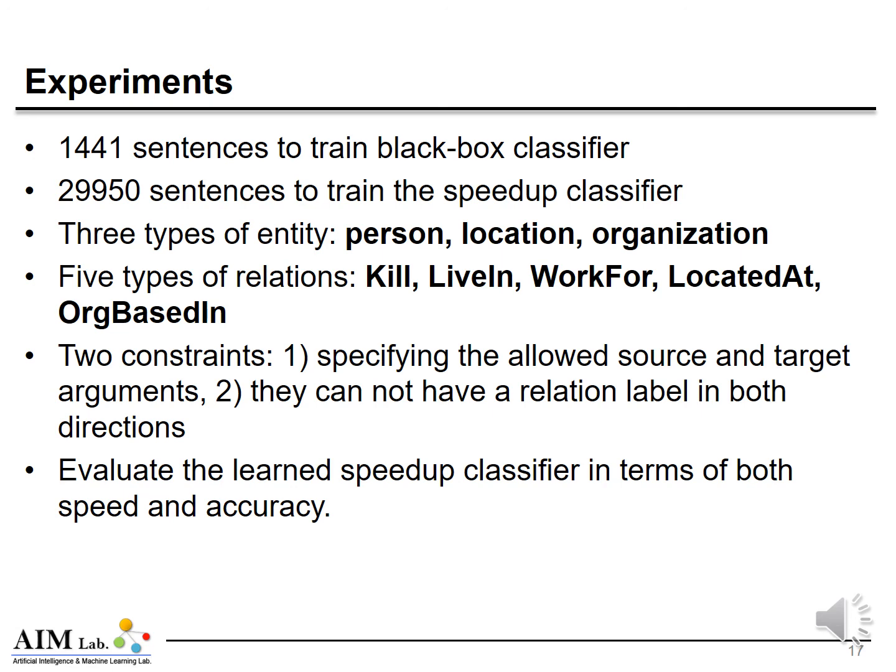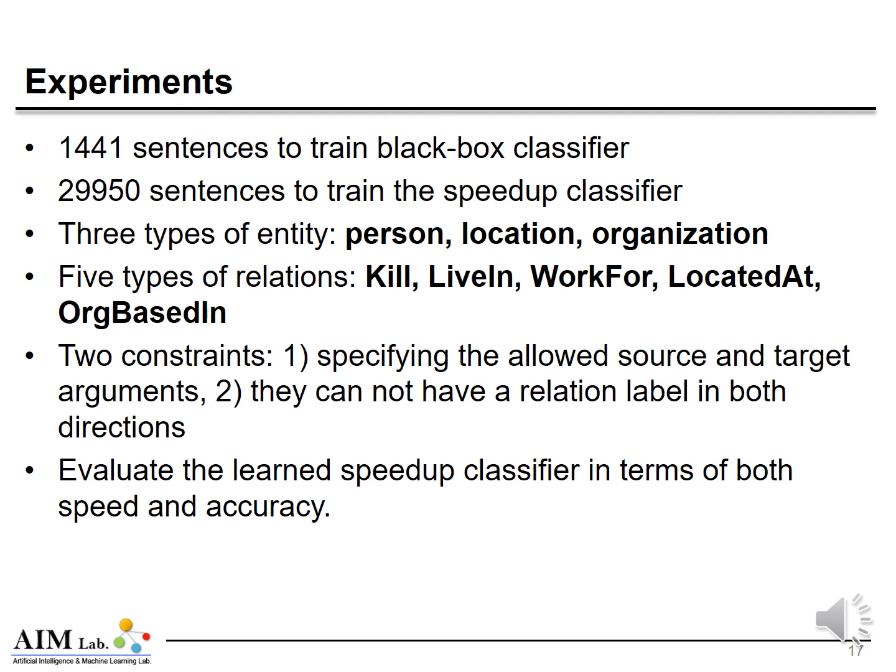For the training of the black box classifier, 1441 sentences are used, and 30,000 sentences are used to train the speedup classifiers. There are three types of entities, which are person, location and organization. And there are 5 types of relations, which are kill, live in, work for, located at, and organization based in.